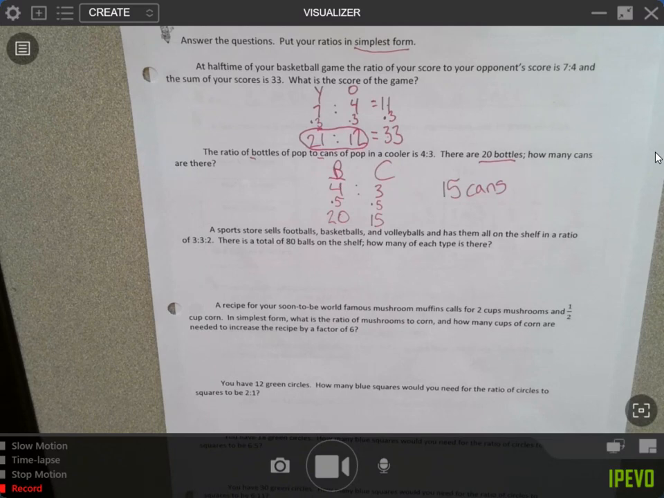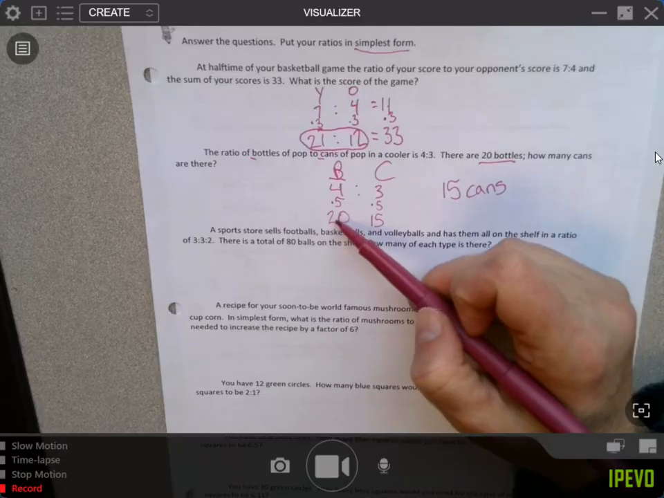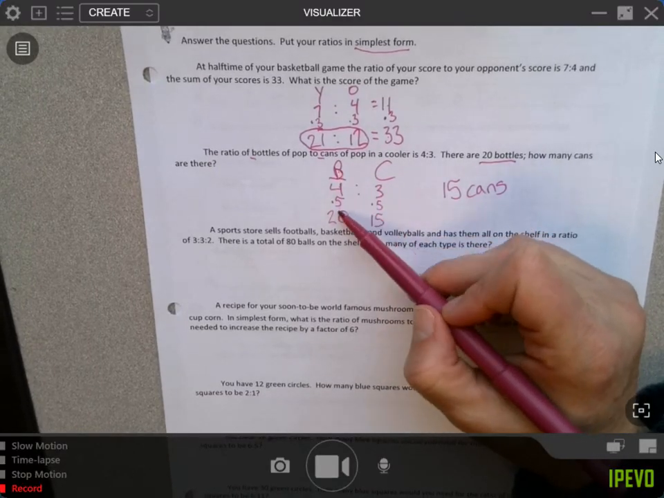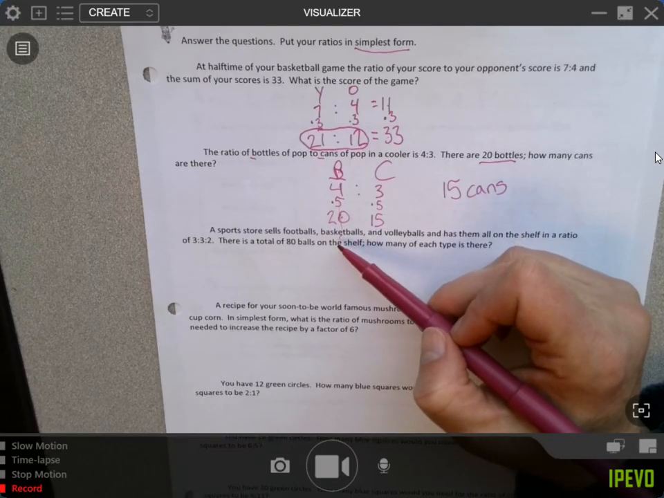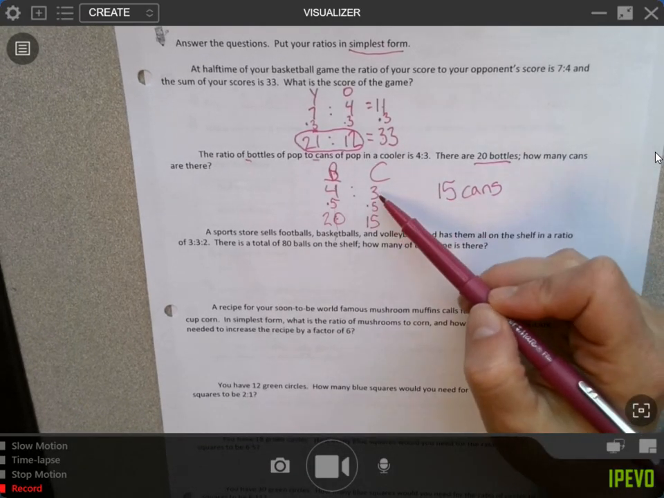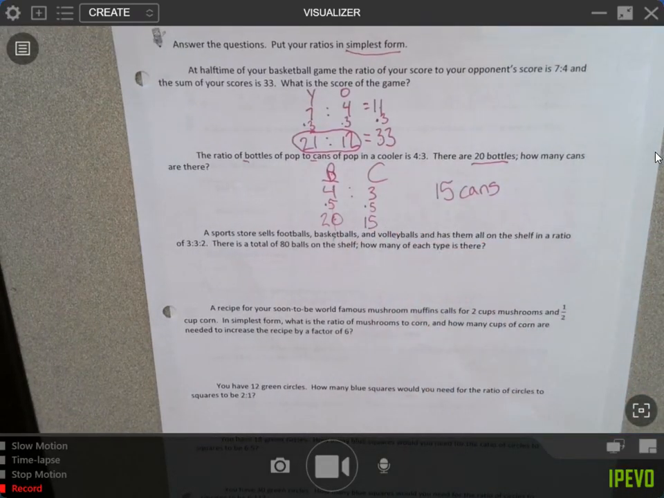Does that make sense? I labeled it up top so I knew which side to put that 20 on. So I knew there were 20 bottles. It goes underneath the 4 bottles. So it's important to label so you don't make mistakes, because sometimes the numbers will work. Maybe it would have been 5 cans. That 20 could have gone on either side and we would have gotten an equal number. Make sure you're labeling it and filling in your numbers correctly.